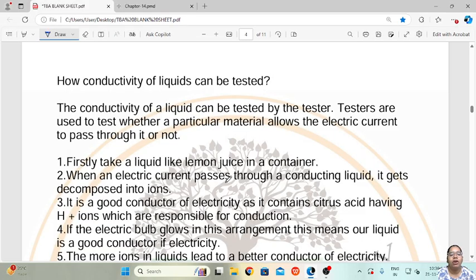How can the conductivity of liquids be tested, as in how do we know that certain liquids can conduct electricity and certain liquids cannot? To test this, an electric circuit is set up wherein the wires will be kept inside the liquids, and we have to observe whether the bulb glows or not. If the bulb glows, that determines that the liquid is conducting electricity. If the bulb does not glow, then we can conclude that the liquid is not conducting electricity. So let us see the setup here.